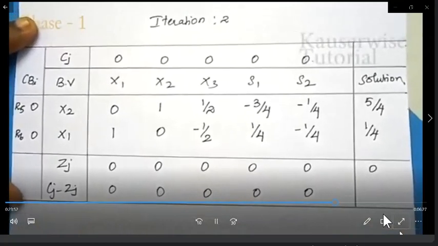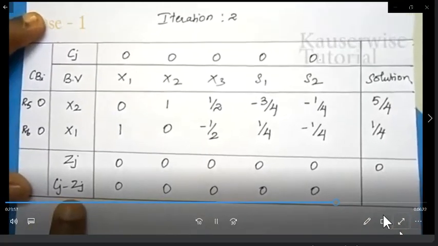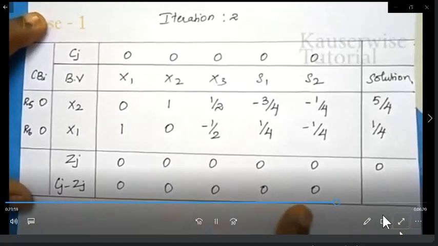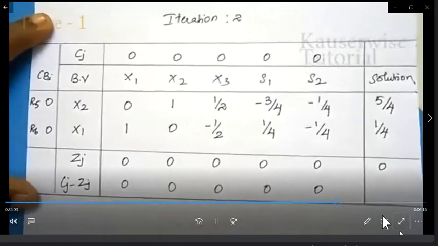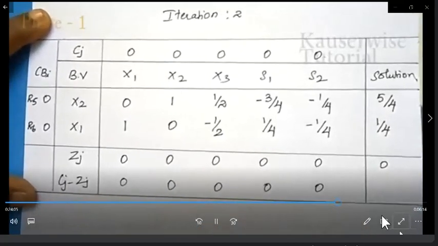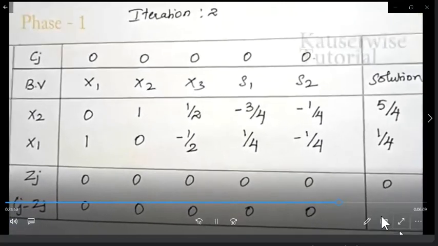For a minimization problem, the optimality condition is that all the Cj minus Zj values must be greater than or equal to 0. So here we have got zeros. So we have reached the optimality. After reaching the optimality, just check the important point as I said earlier.